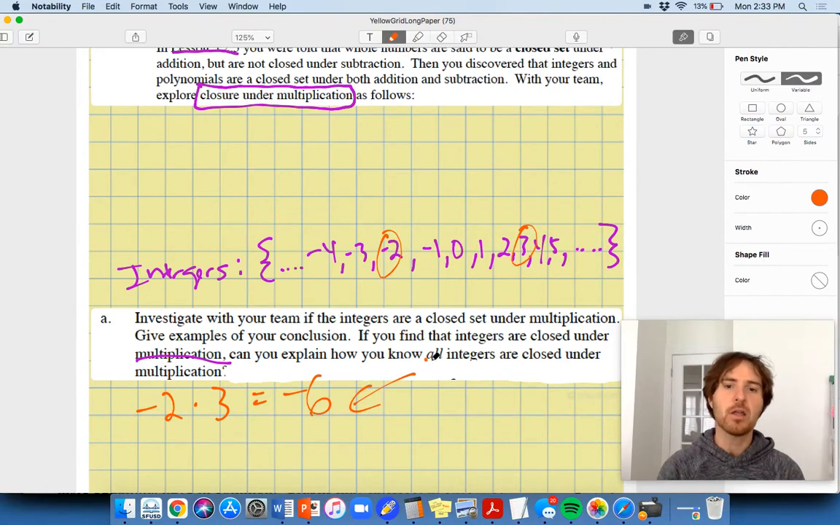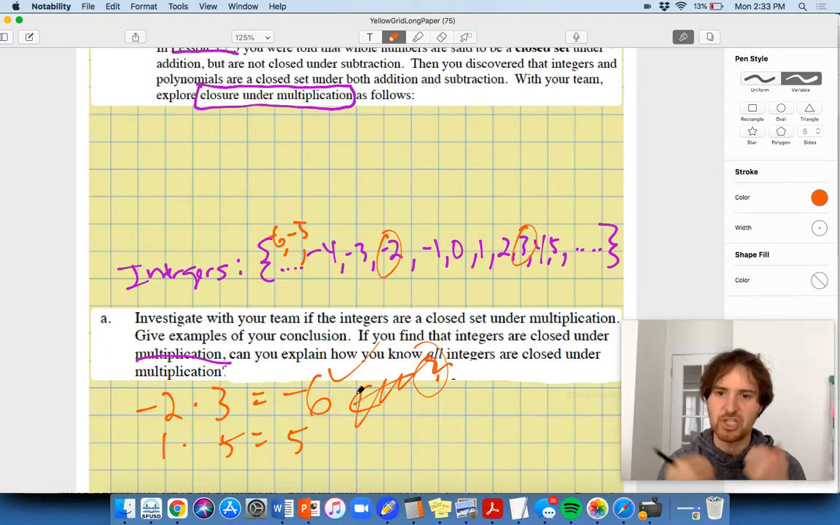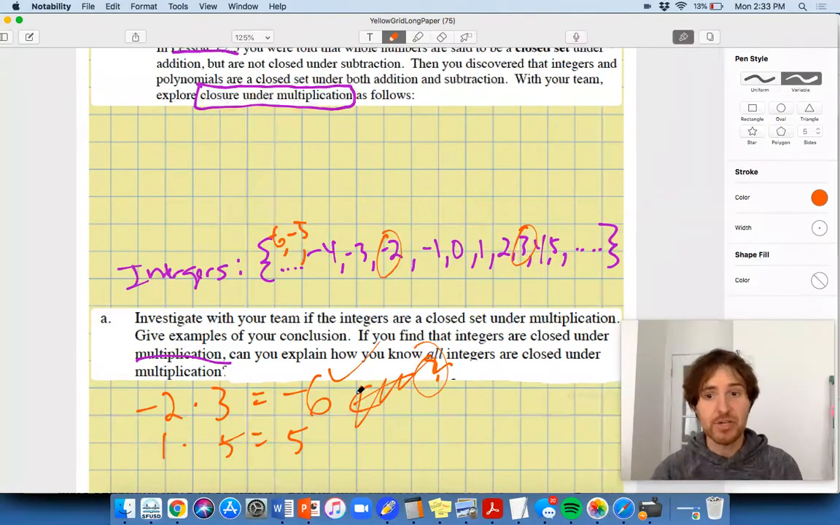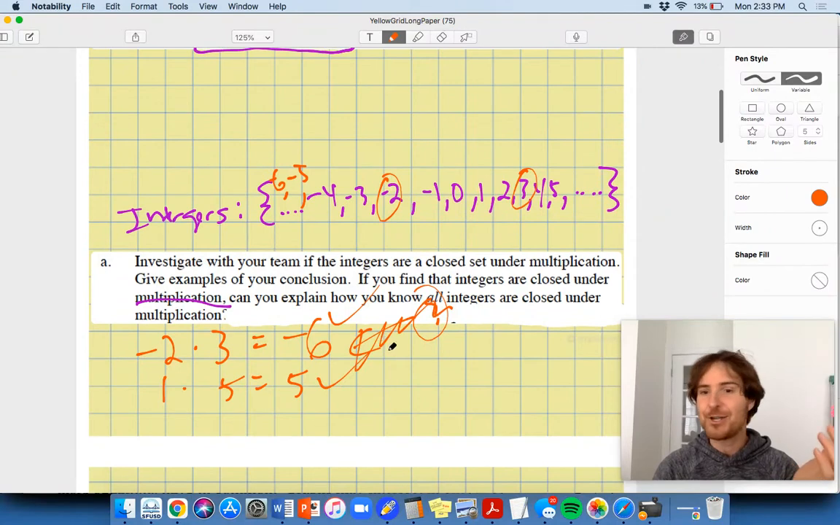Is this part of the set of integers? Is -6 an integer? Yeah, it is, right? -5, -3, it's an opposite of a whole number. So that's an integer right here. Then 1 times 5. So we tested under multiplication. Is it still seeming like it's closed under multiplication? Is the set of integers going to collect all of our answers as we multiply things? Well, that's an integer, sure.